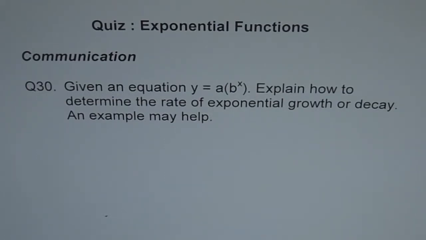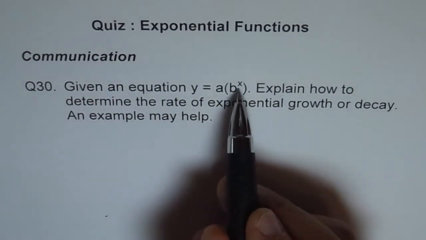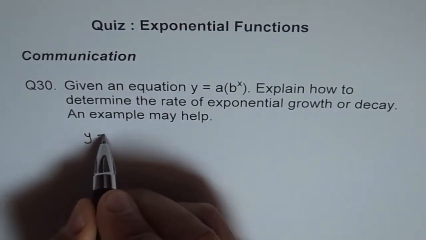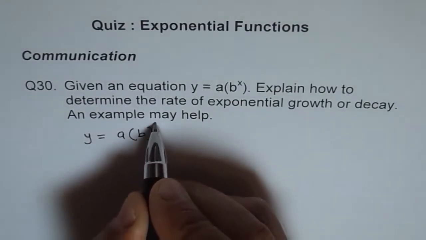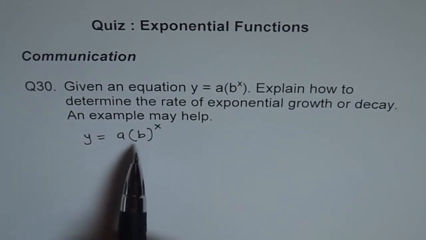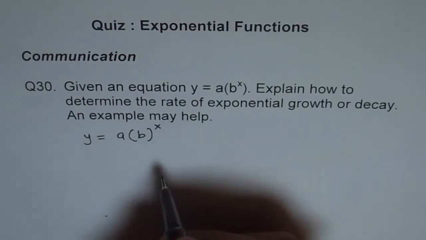Now, how will you say growth and decay rate? Now, there are two things in this. When we have something like this, let me write this function again as y equals a, and I'll write b here and the exponent here. So the number in the bracket, the base b, if it is greater than 1, then we have exponential growth. And if b is less than 1, then we have exponential decay, right? So there are two conditions.